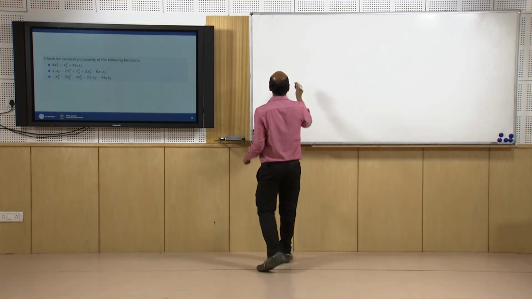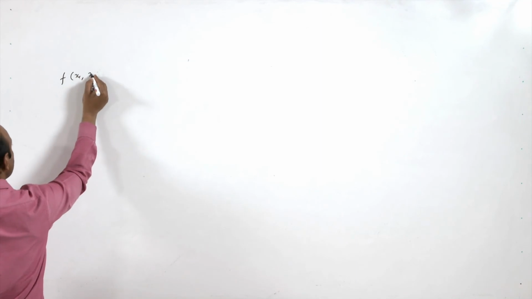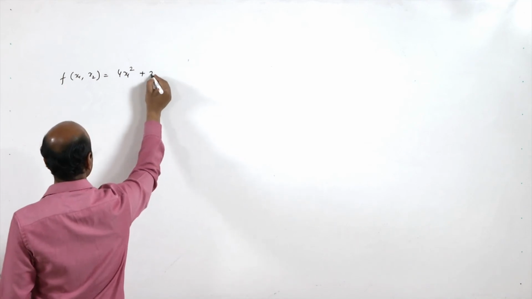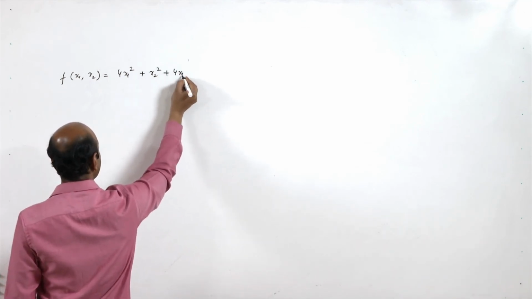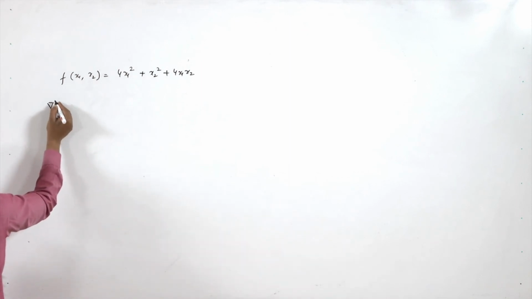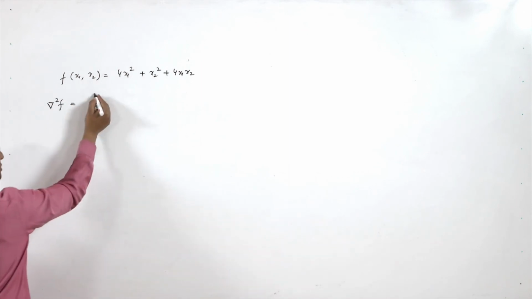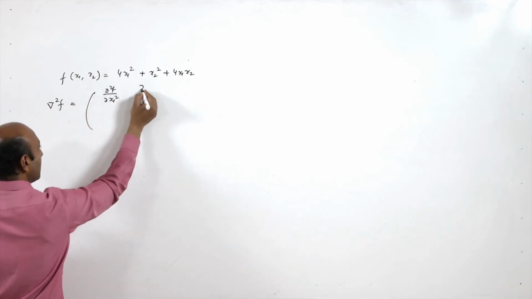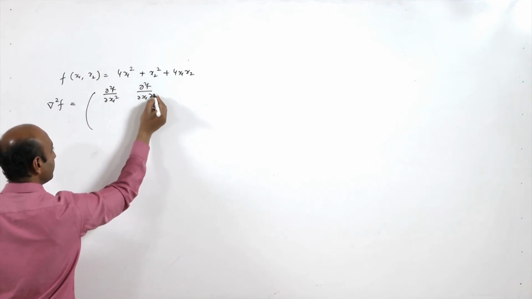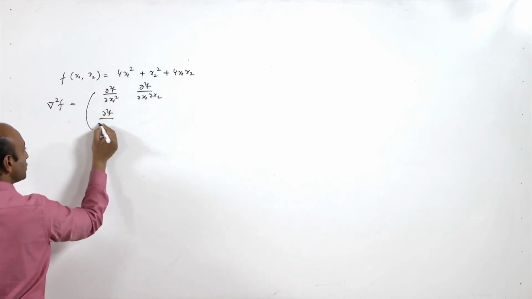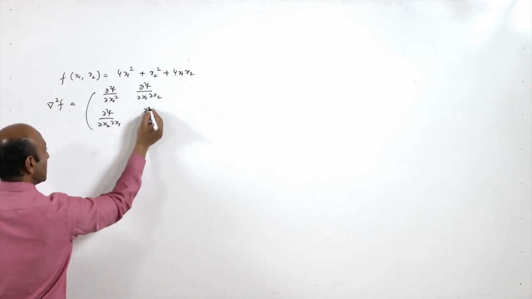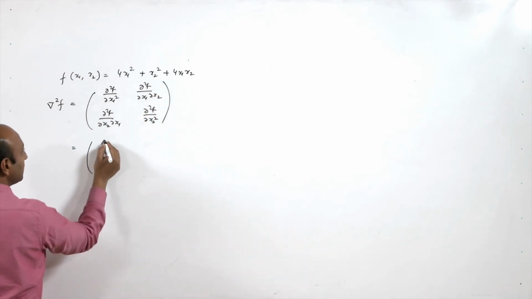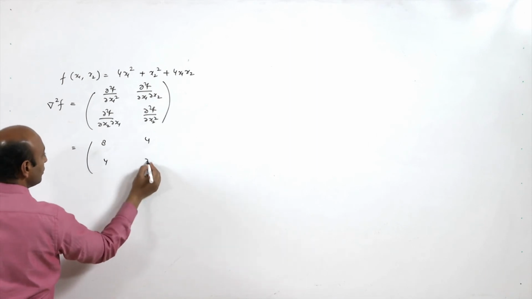Now, suppose you have the first example, f of x1 x2, which is given as 4 x1 square plus x2 square plus 4 x1 x2. Now, we will obtain the Hessian matrix of this function. What is the Hessian matrix of this function? It is del square f upon del x1 square, del square f upon del x1 del x2, del square f upon del x2 del x1, del square f upon del x2 square. What is it? It is 8, 4, 4, 2.